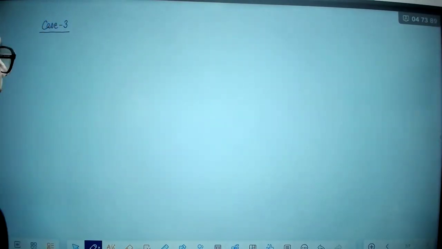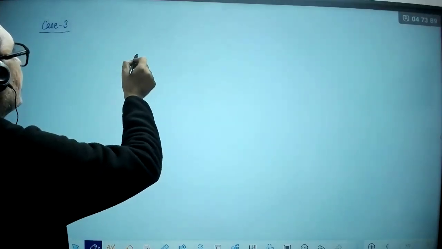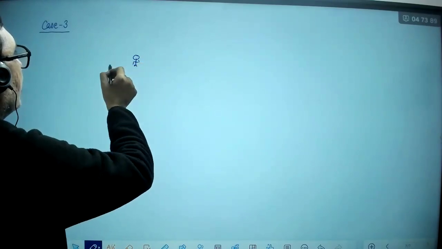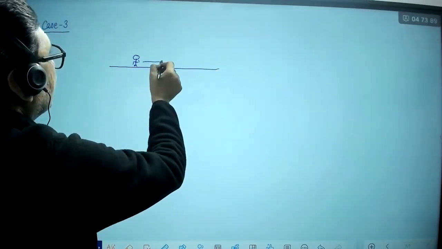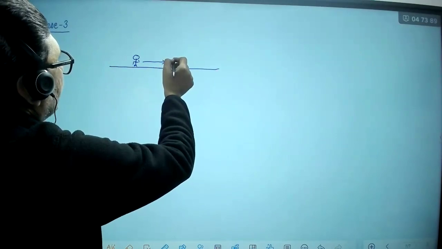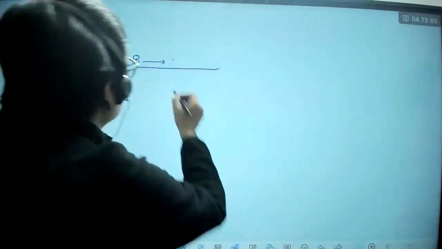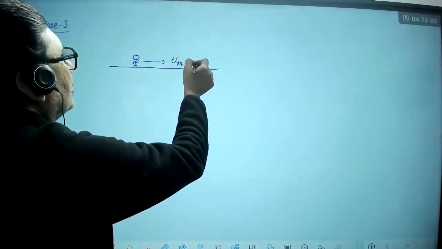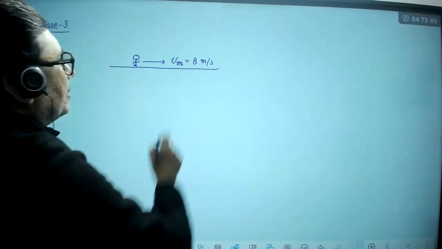Case 3. It is like this. The person is moving on the earth. He is moving in this direction. Suppose with some speed, 8 meter per second, or I write it as Vm. And Vm is how much? I say it is 8 meter per second for units.